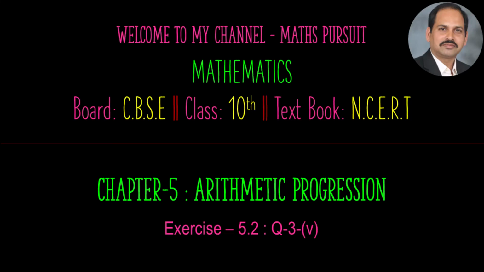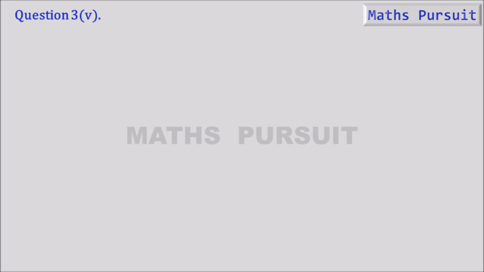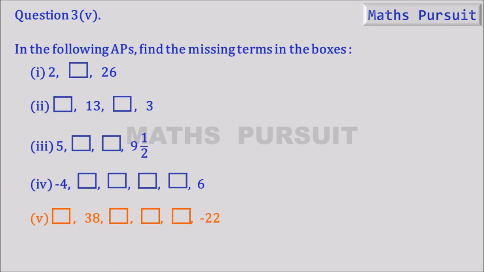Today we are going to look into exercise 5.2 question 3 bit 5 from chapter 5 called Arithmetic Progression. So let's see what exactly is given in question number 3 bit 5. Coming to the question, it is given that in the following APs find the missing terms in the boxes, and the given number sequence is a blank box, then 38, then 3 blank boxes and minus 22.